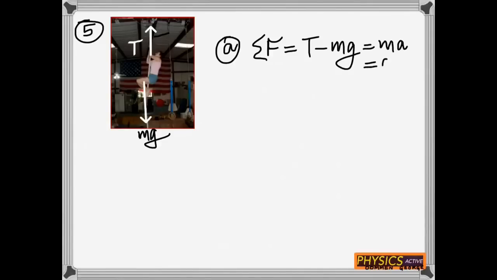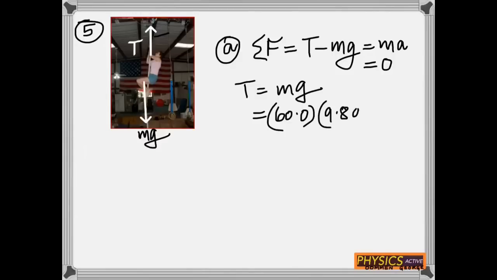Fifth question. Forces, weight acting down, tension straight up through the string. And so when you take the net force along the y-axis, you get tension up, weight down, there's no acceleration, therefore set it equal to 0. So the tension is 588.